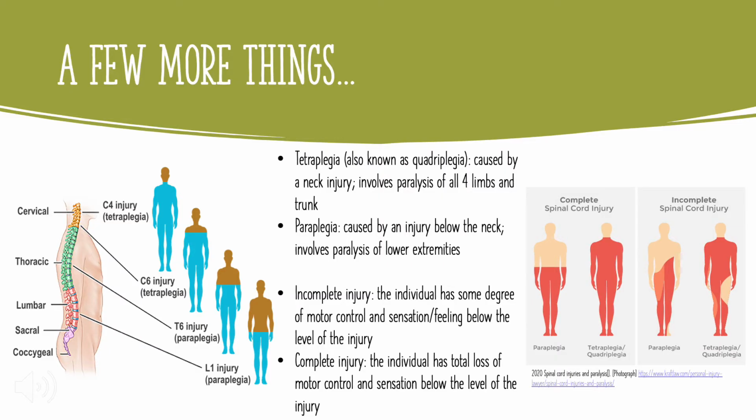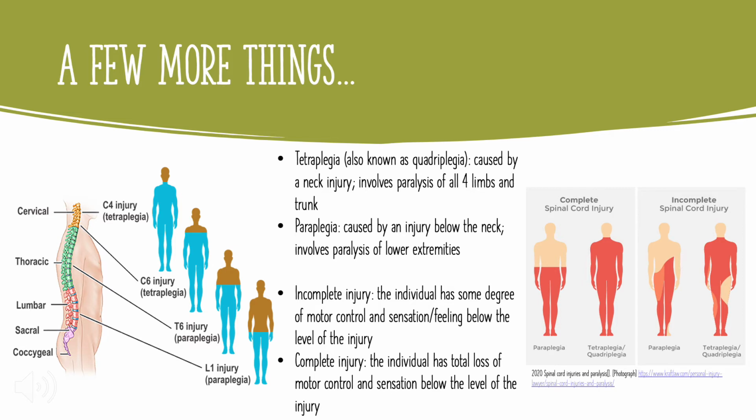A few more things to know. The image on the left from the previous slide provides a visual of tetraplegia and paraplegia. These terms are important to know because students at Wasatch Adaptive Sports might refer to themselves as a para or a quad, so it is important to be familiar with what they mean.